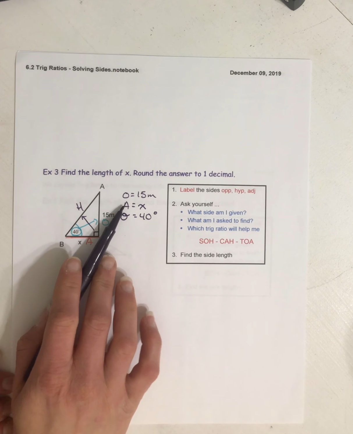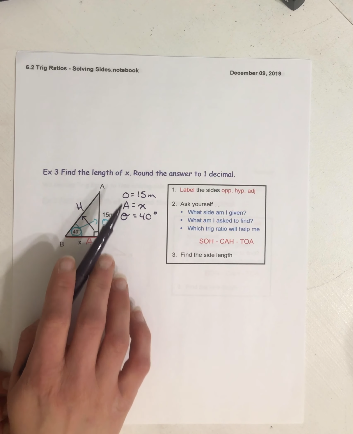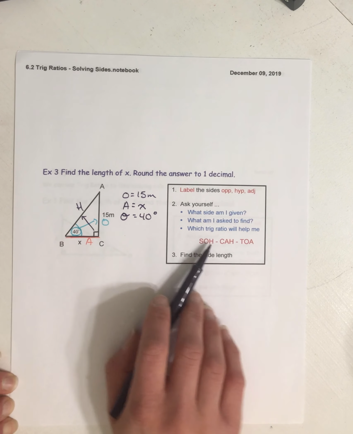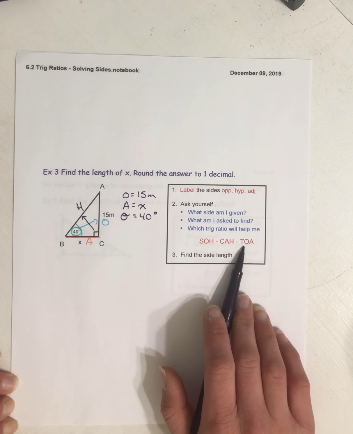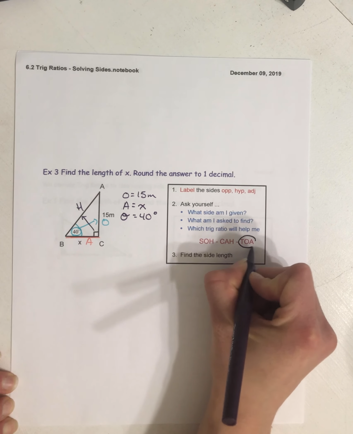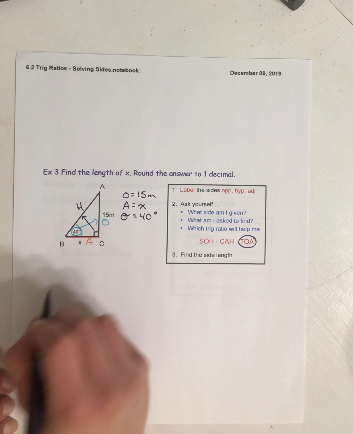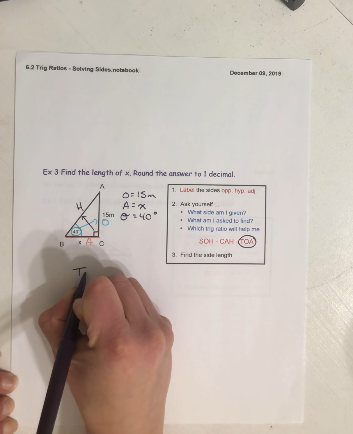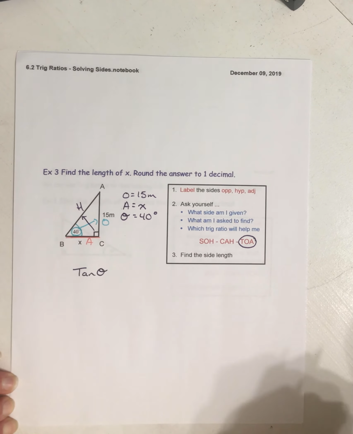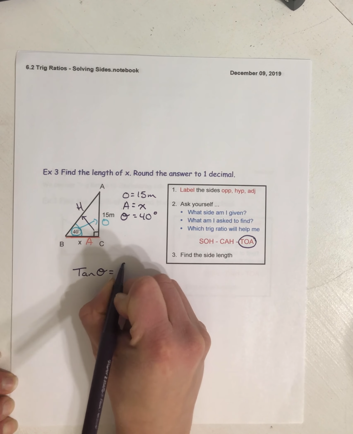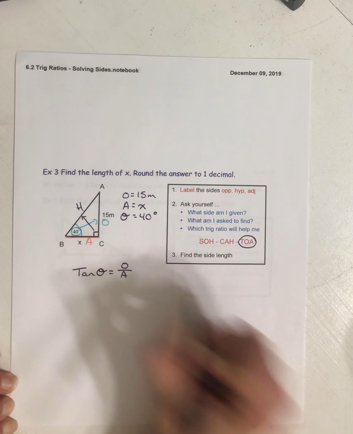And then I need to figure out which one I'm going to use. So which one has an opposite and an adjacent in it? If I take a look over here, this one has an opposite and adjacent in it. I'm going to circle it, and that's going to be the one I'm going to use. So then I'm going to write my tan theta is equal to my opposite over my adjacent.